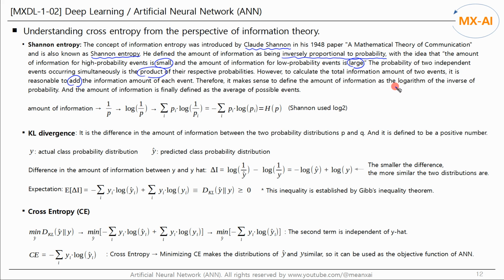Therefore, it makes sense to define the amount of information as the log of the inverse of probability. And the amount of information is finally defined as the average of possible events. There are two independent events A and B. The probabilities of the event occurring are PA and PB respectively.